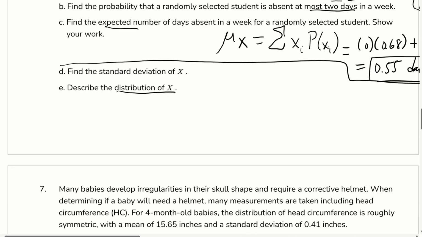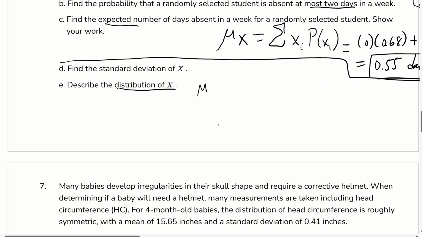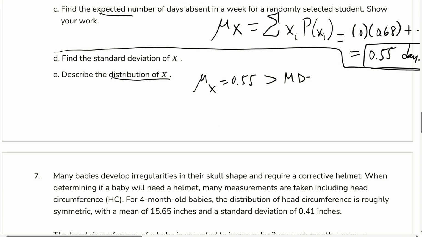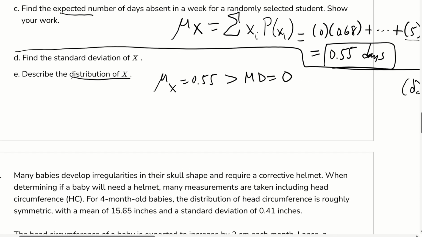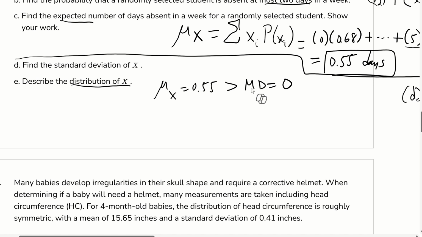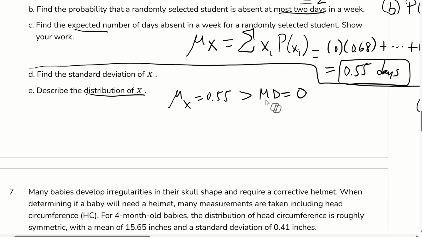Notice that my mean, which is 0.55, is greater than my median, which is 0. If the mean is bigger than the median, that's telling you that it's skewed right. So that's one way to tell. If it's less than, it's skewed left. If it's equal or approximately equal, it's approximately symmetric. So this is a good way to tell. Therefore, it has to be skewed right.